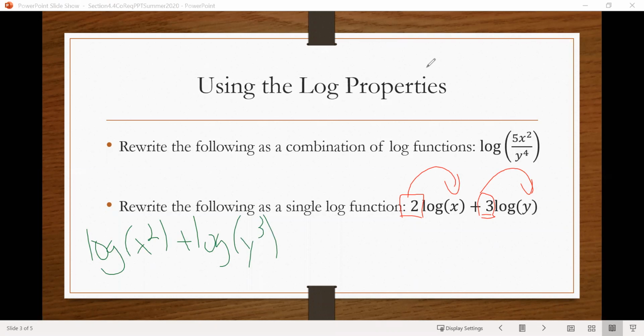Now we have two logs being added. Based on our log properties, that can be rewritten as log of the first thing, x squared, times the second thing, y cubed. So we end up with this.